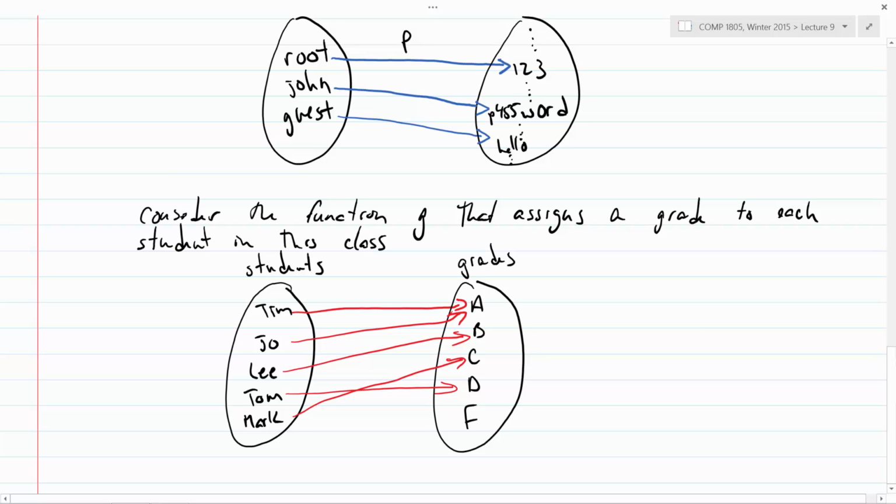Okay, so a couple of things. There's two interesting things about this function. The first is that nobody failed. So F is actually never an output of this function. But it's still considered to be in this grade set. We'll talk about that distinction later on. The other thing you might notice is that two people got the grade of A. So the output A was produced by more than one input. In this case, two inputs, but in general it could be any number of inputs. Well, any positive number of inputs. Okay? So those are interesting things about functions.